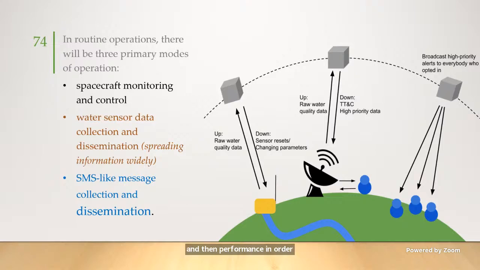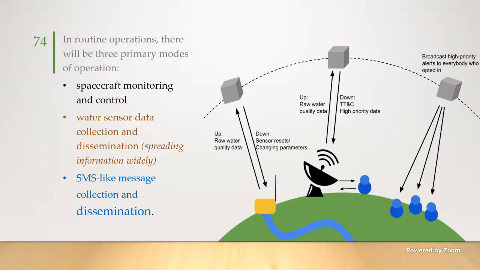In the routine operations, there will be three primary modes of operation: the spacecraft monitoring and control, water sensor data collection and dissemination, which is spreading the information widely, and the SMS-like message collection and dissemination. The following figure shows the overall concept of operations for the routine mission operations. From left to right, the CubeSat will communicate with the ground sensor suites when flying over them. The spacecraft will transmit a beacon to sensors when over Canada and Uganda using the low-range payload transceiver. When the ground sensor suite's low-range transceiver sees the beacon from the spacecraft, it will transmit its stored water quality data, which will be stored on the spacecraft.